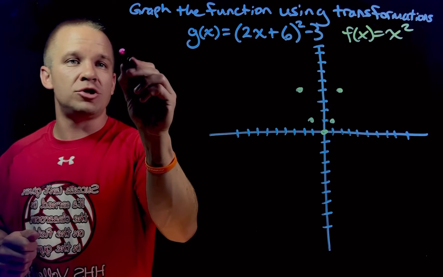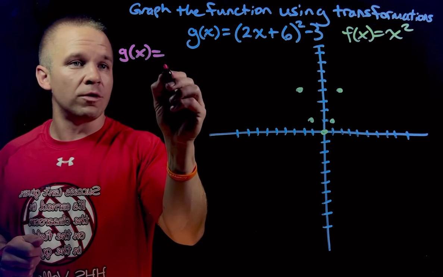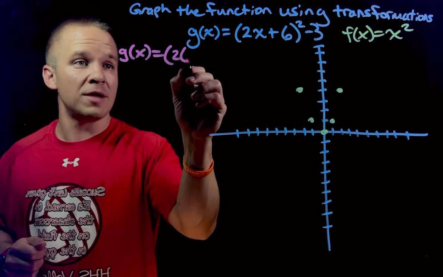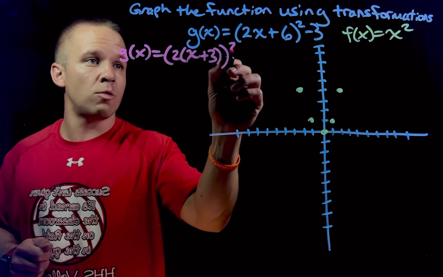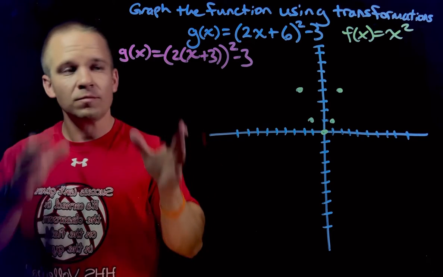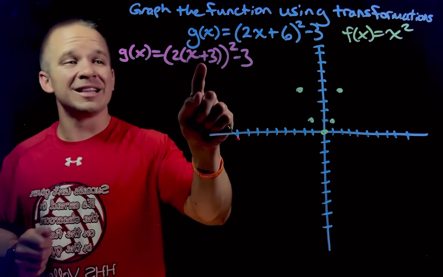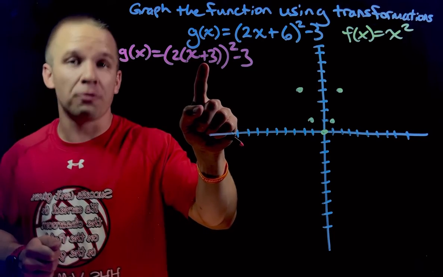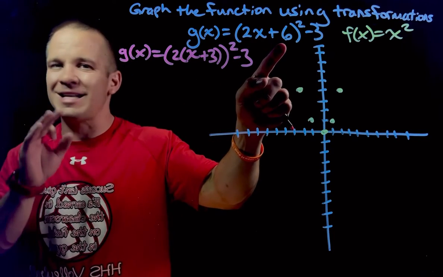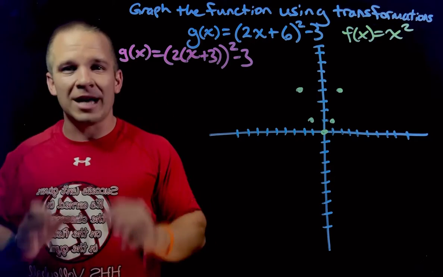So now I have g of x equals 2 times the quantity x plus 3, squared, minus 3. There's my function I'm going to analyze. This allows me to see my horizontal transformation here, which would be left 3. Over here it looks like it's 6, but that's not the case. All right, so let's write down our transformations.